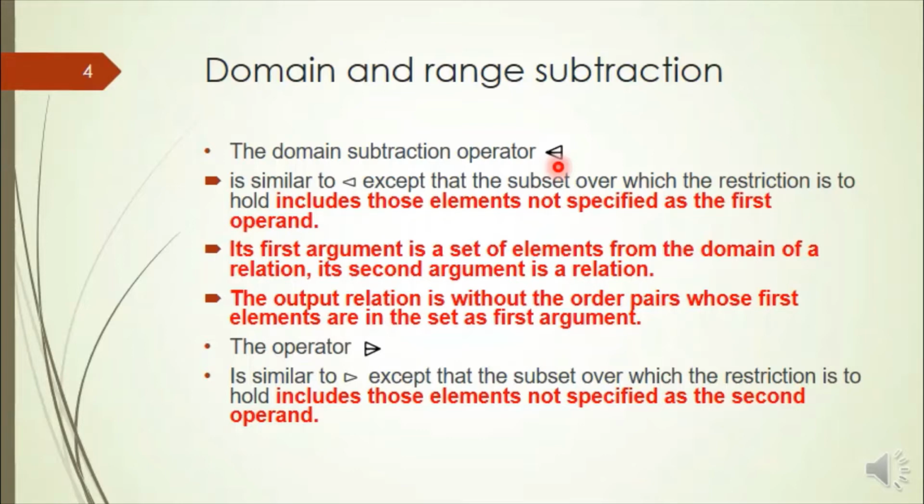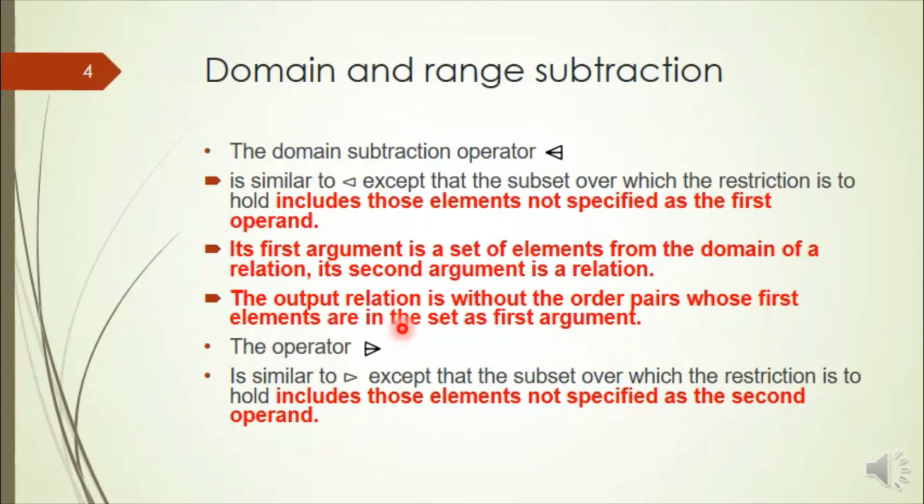It is similar to the domain restriction operator, except that the subset over which the restriction is to be held includes those elements not specified as the first operand. The output relation is without the ordered pairs whose first elements are in the set given as the first argument.